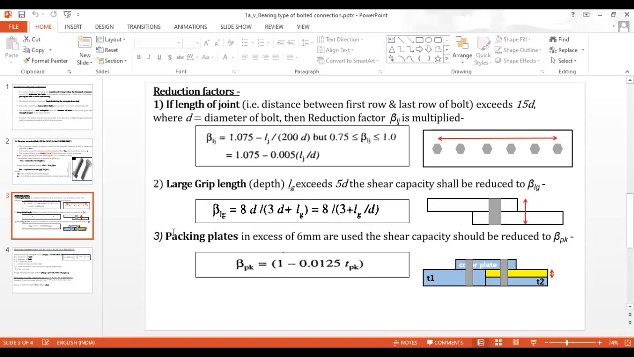Then the third terminology is packing plate. If packing plates in excess of 6 mm are used, the shear capacity should be reduced by beta pk, and the formula is in front of us. This yellow plate in front of us is nothing but the packing plate. This plate is utilized to make the surface of T1 and T2 a uniform one.